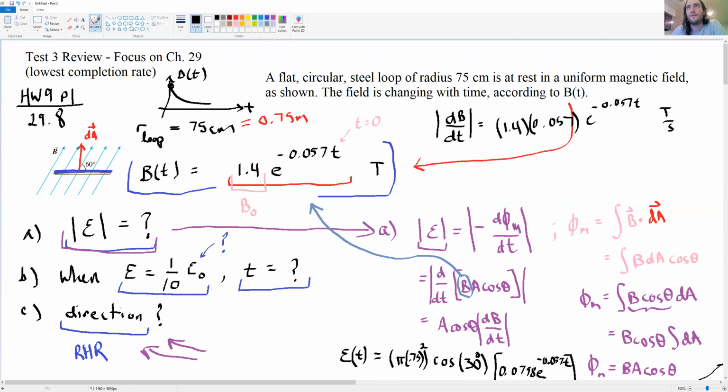Okay, so if the field is decreasing, what is the direction of the change in B? Is it up or down according to this figure? What is the direction of the delta B vector? In other words, what is the direction that the magnetic field is changing in?